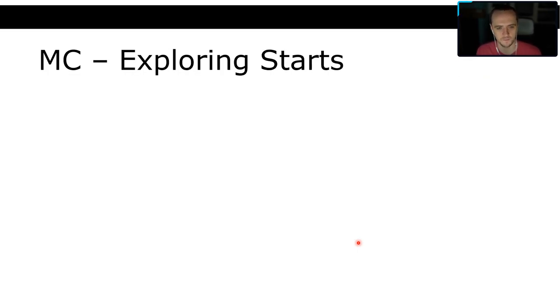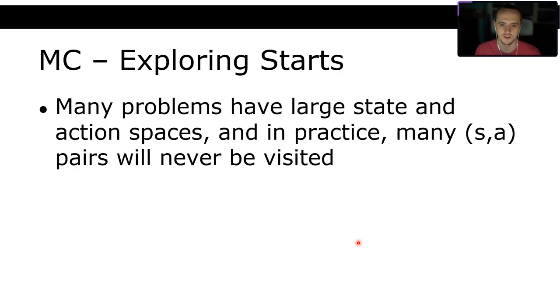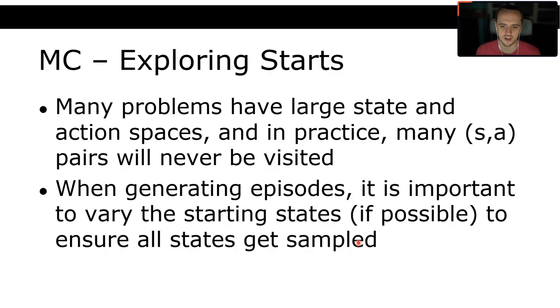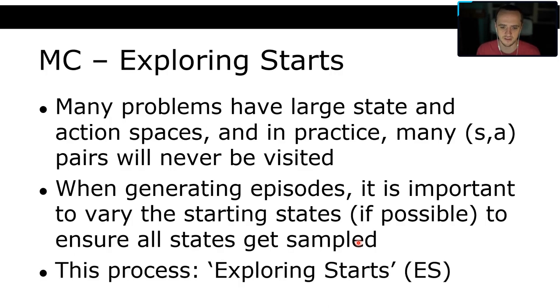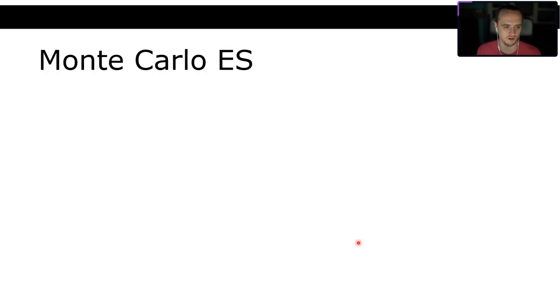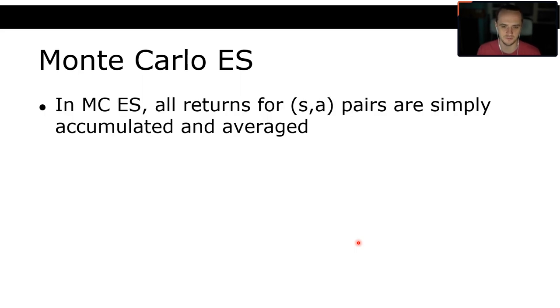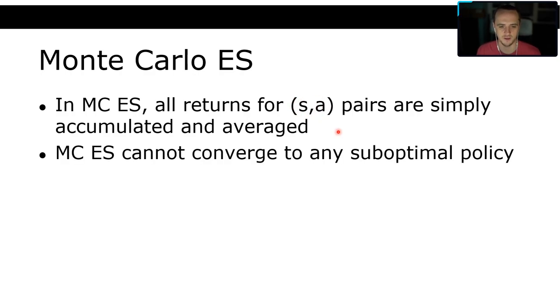So we talked about exploring. There's one thing that we can do to ensure good exploration in Monte Carlo. Many problems have large state and action spaces, and in practice, many state-action pairs will never actually be visited. So when we generate episodes, it's important to vary the starting states, if possible, to ensure that all the states get sampled. This process is called exploring starts. So Monte Carlo ES is Monte Carlo with exploring starts. In MCES, all the returns for state-action pairs are simply accumulated and averaged. MCES cannot converge to any suboptimal policy.